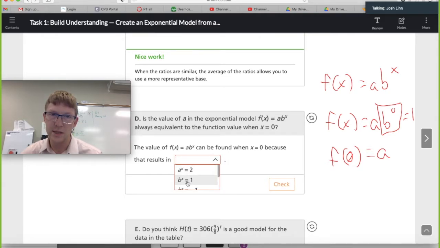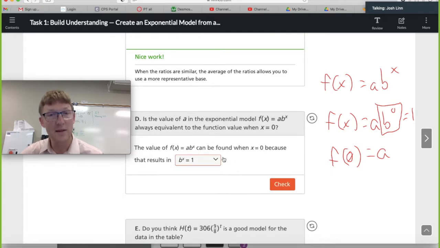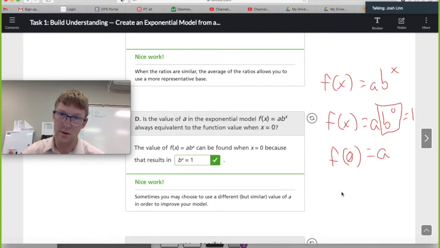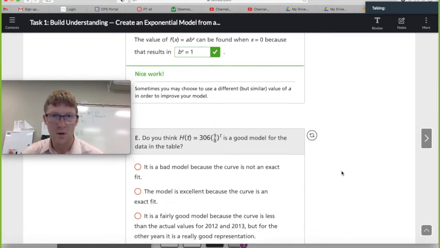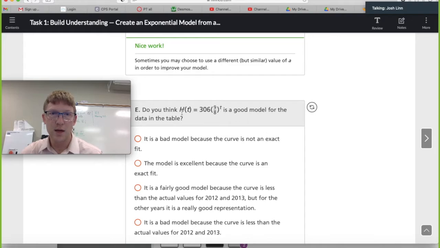Because b to the power of 0 equals 1, is what I meant to say. Do you think blah is a good model for the data on the table? I'm going to say yes, it is. So it is a bad model? No. Told you, nothing in real life is ever going to be exact.